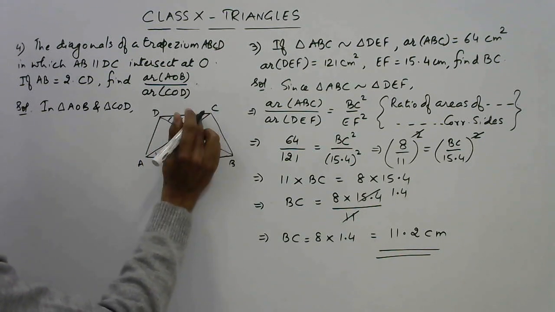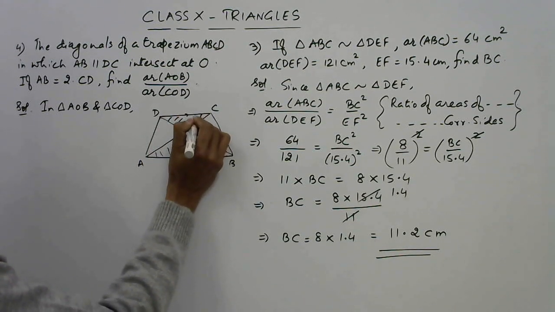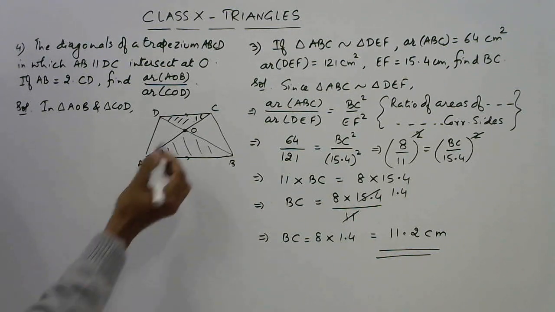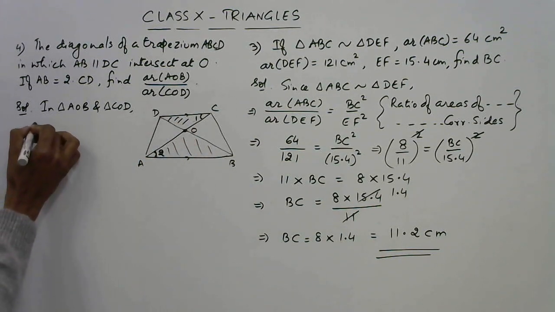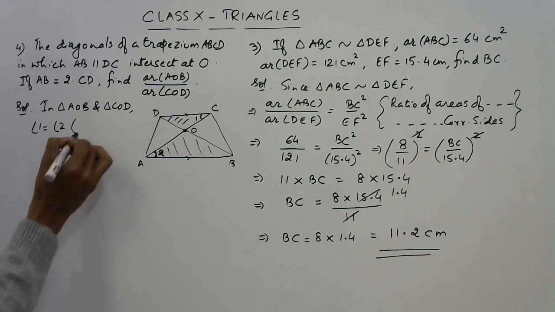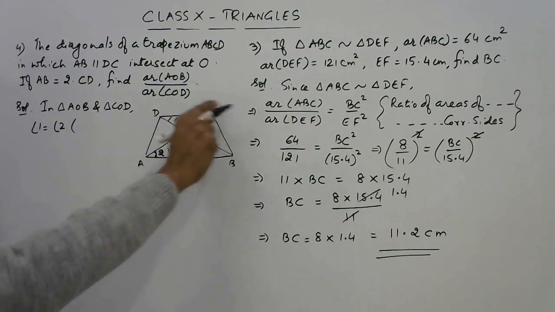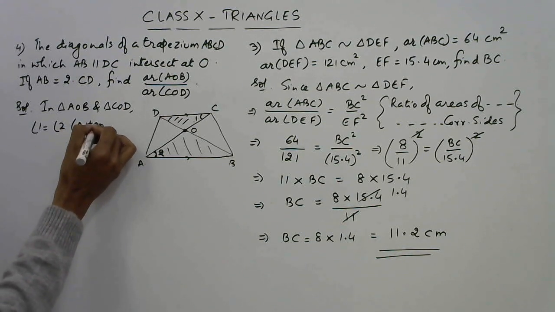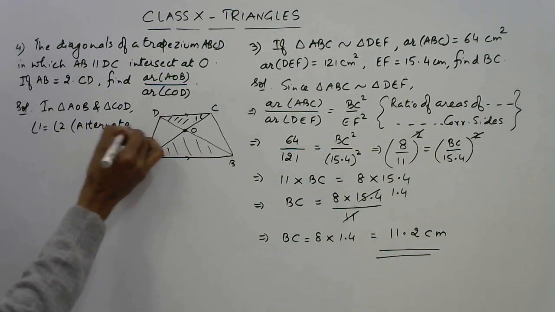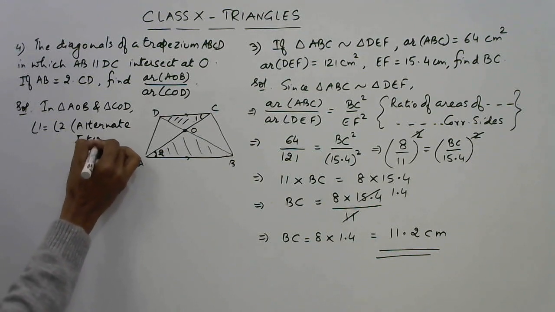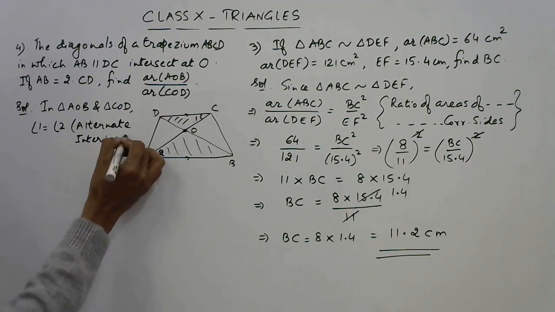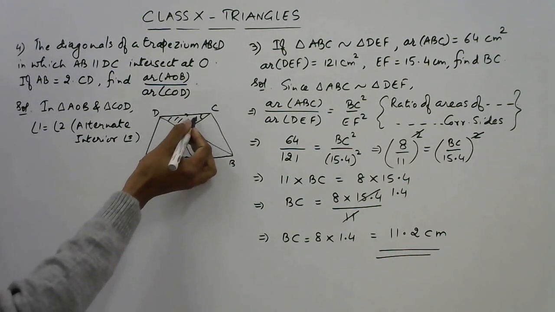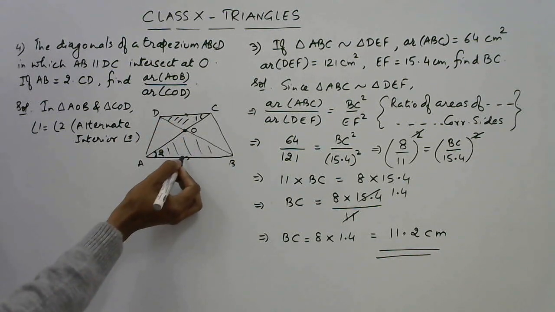This angle, I'll label this angle as 1, and this angle I'll label as angle 2. So angle 1 and angle 2, they are equal. Why? Because they are alternate interior angles, because the lines are parallel. So they are alternate. I'll write the full form: alternate interior angles.